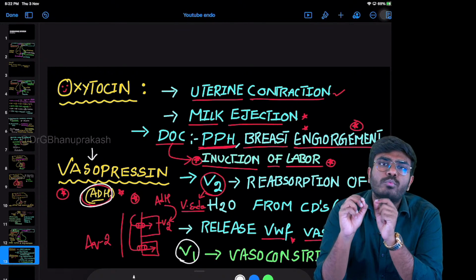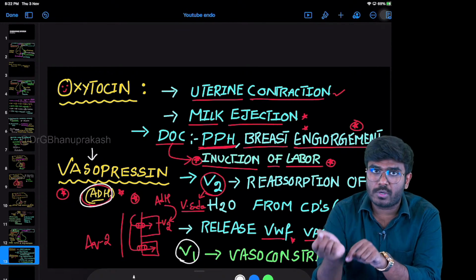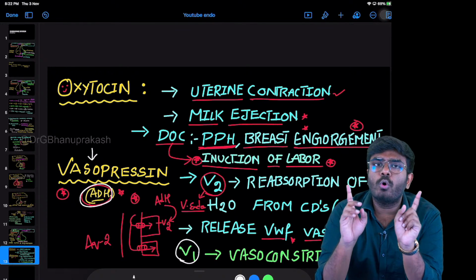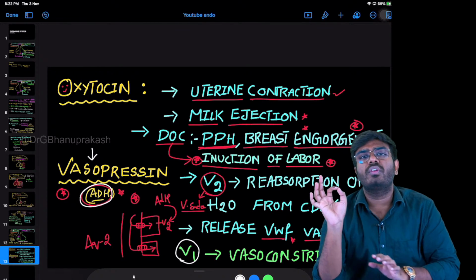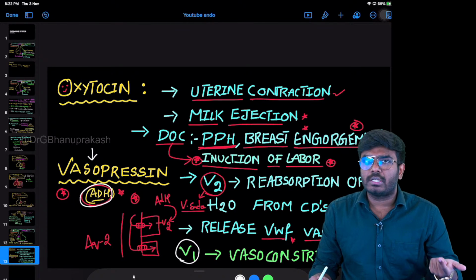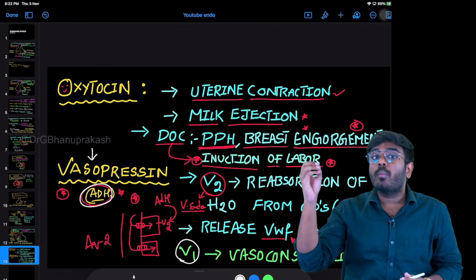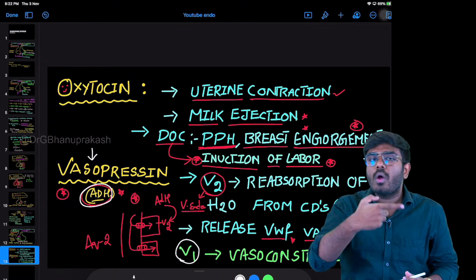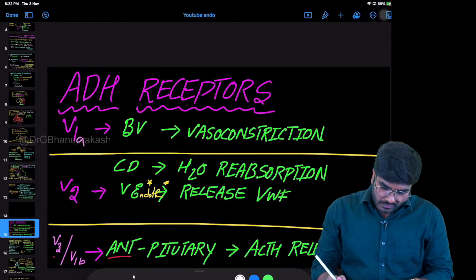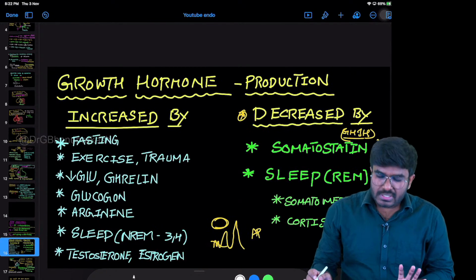This type of water reabsorption is called solute-free water reabsorption. Only water is getting reabsorbed, no sodium, no potassium, nothing else. This is solute-free water reabsorption, also called facultative water reabsorption. Facultative, why? Because with the help of a hormone, the antidiuretic hormone, water is getting reabsorbed. Okay. Now, we have also discussed the ADH receptors. Now we are done.